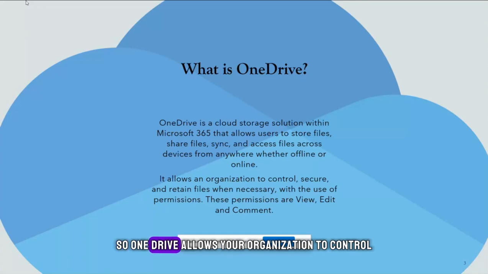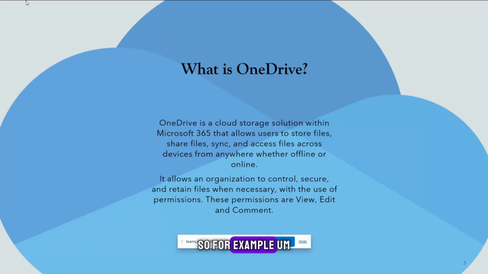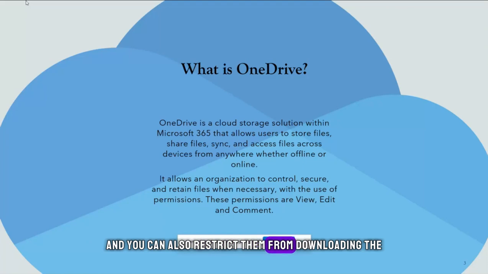All right. So OneDrive allows your organization to control, secure, and retain files whenever they feel like, with the use of permissions. So, for example, let's say we have a file that we don't want everybody in the organization to see. You can set the permissions level, let's say for view, if you don't want certain people to make changes to that particular file, you can restrict the access to just view. And you can also restrict them from downloading the files.